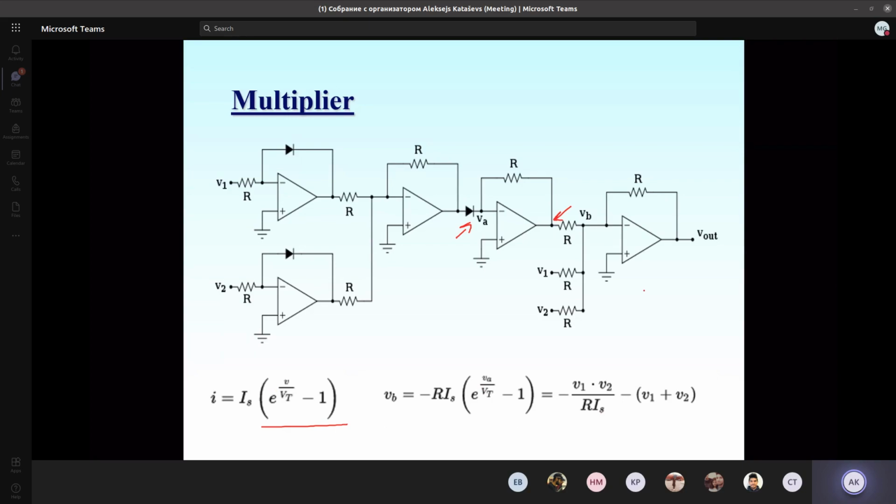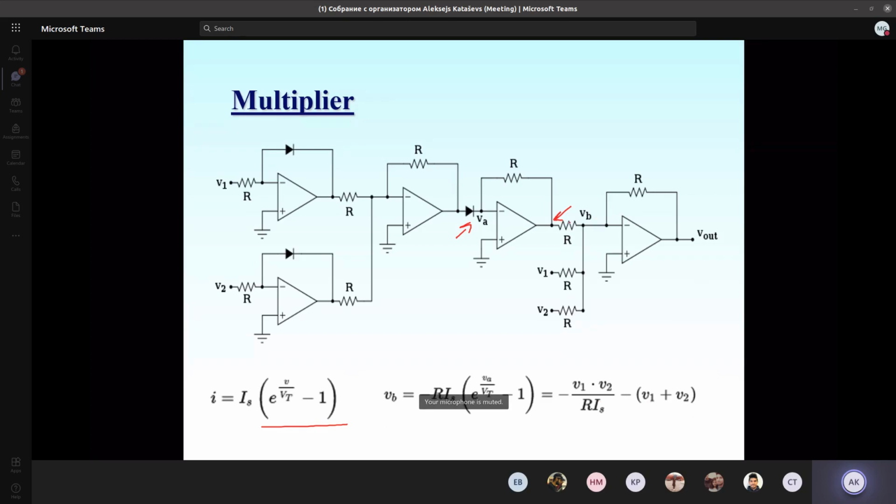But it will not be accurately V1 times V2. It will be V1 times V2 times this coefficient minus V1 plus V2, because both the logarithmic circuit and the anti-logarithmic circuit have this addition of 1. And it may be demonstrated that the output voltage here will be like this: the product with some coefficient minus V1 plus V2.